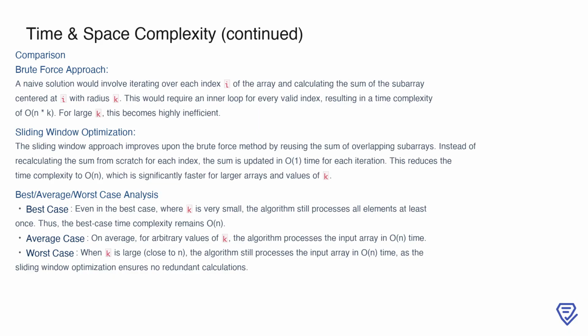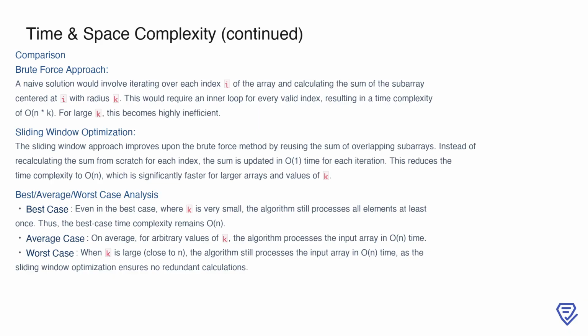The sliding window optimization, on the other hand, reuses the sum of overlapping subarrays. Instead of recalculating the sum from scratch for each index, it updates the sum in O(1) time for each iteration. This reduces the time complexity to O(n), which is significantly faster for larger arrays and higher values of k.